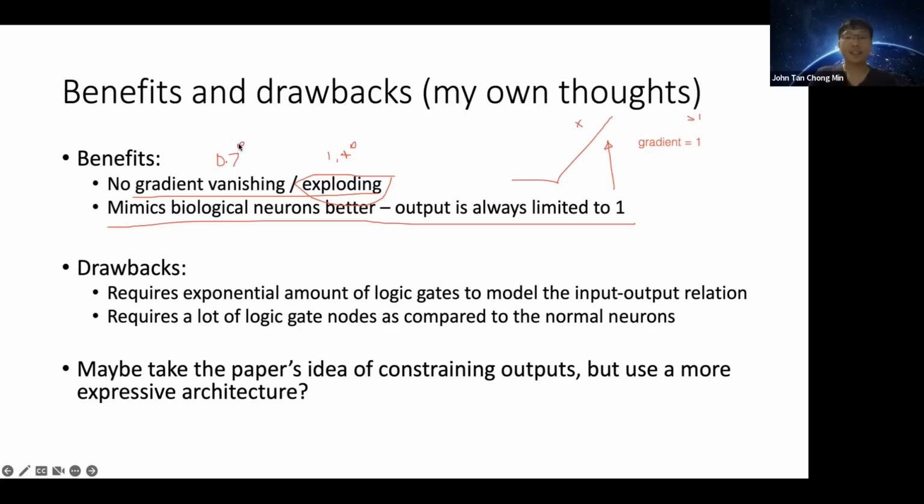And I quite like the idea that if you cap your output to 1, you don't have this kind of problem. The drawback, as they said, is an exponential number of gates, and also a lot of them compared to normal neurons. These are quite bad things, because you cannot model something bigger. So I was thinking maybe we could go another approach other than just modeling logic gates itself. We could just constrain the outputs by using a more expressive architecture to do a similar idea to what the paper has.